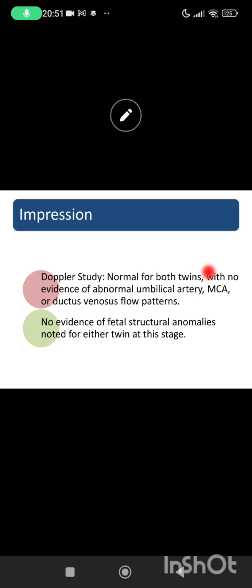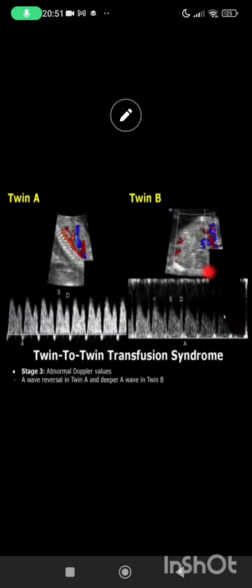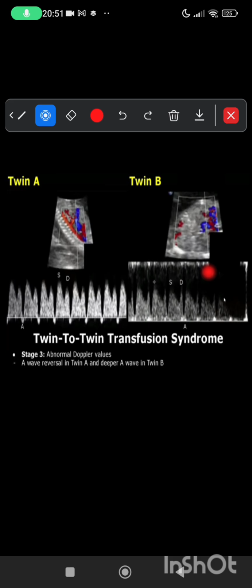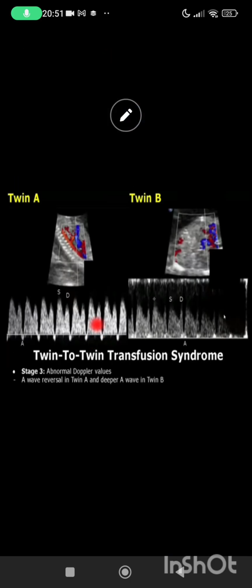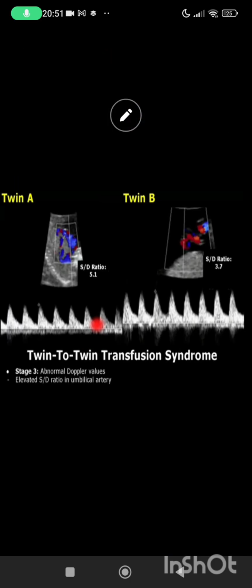Okay, now stage 3. So we can see abnormal Doppler waveforms. Normally, the A wave is forward, above the baseline, and in an abnormal pattern, we can see either absent or reversal of the A waveform, as we can see here. So it can happen with both twin A and twin B, donor and recipient.